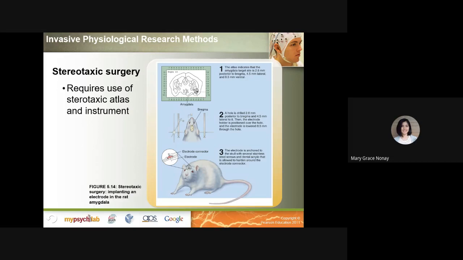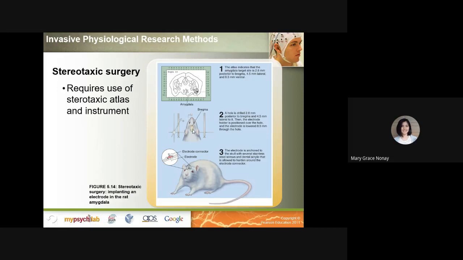So the stereotaxic atlas, the reference point in rats now, the reference point is the bregma. So the point on the top of the skull where two of the major sutures intersect. So as we can see here on our illustration, ayan, the bregma, yan yung kung saan iaano nila yung procedure. Okay?